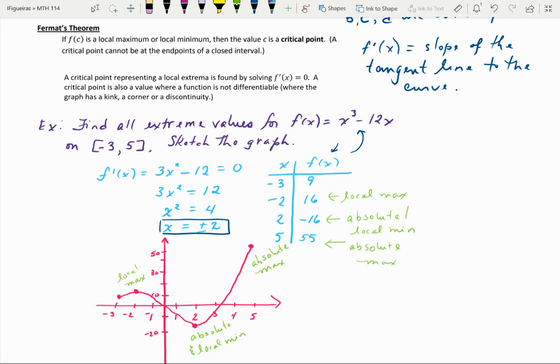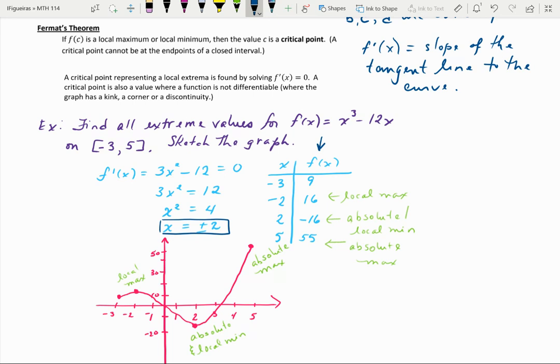Okay, so observe the y values. Before we even look at the graph, you can kind of answer the question without the graph, but the graph is helpful. So if I'm looking at only the y values here, the f of x column, you can see that my graph goes from 9 to 16, which means it's going up. Then it goes from 16 to -16, meaning it's going down. And then it's going from -16 to 55, meaning it's going back up.